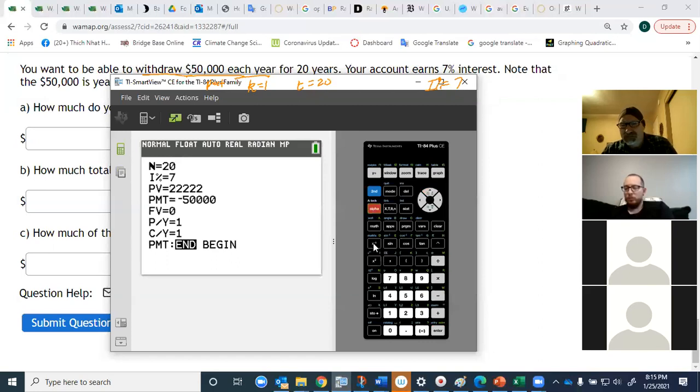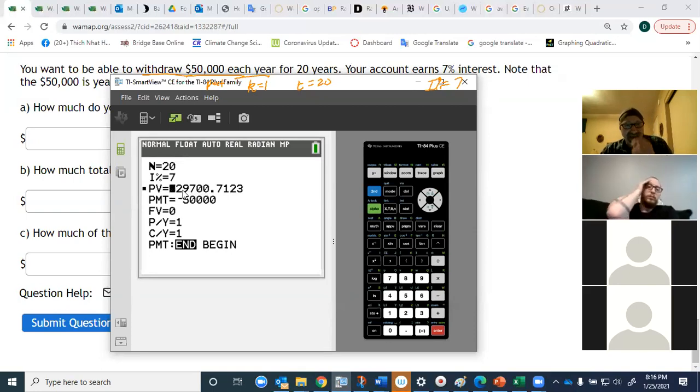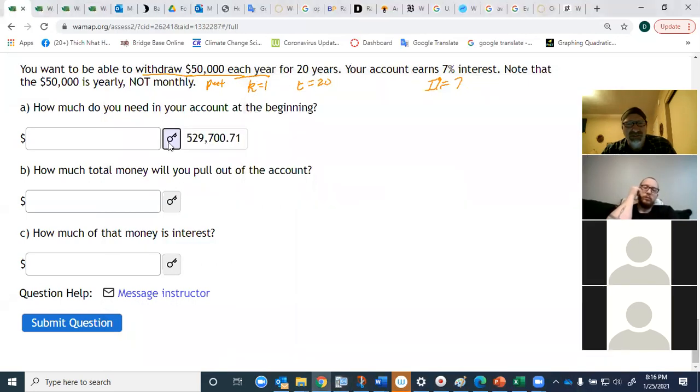I hit alpha, solve, and it tells me right there, $529,700. So that's almost $500,000. Okay, 7% is a pretty good interest rate. So there you are, you need about $529,700. Let's just double check that, make sure I didn't make any silly mistakes. There you go.